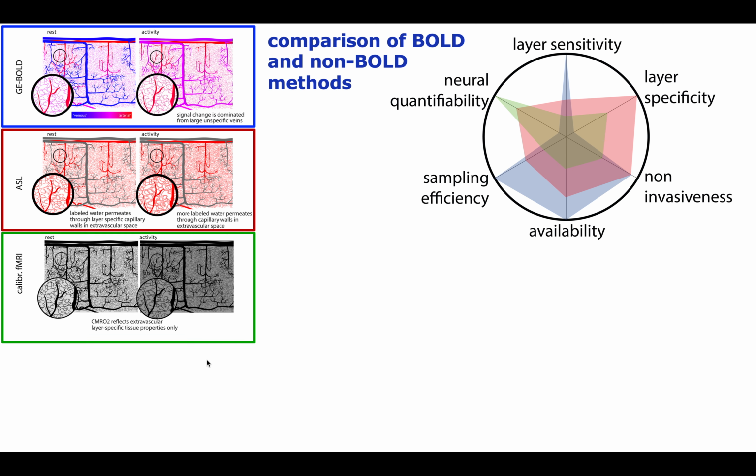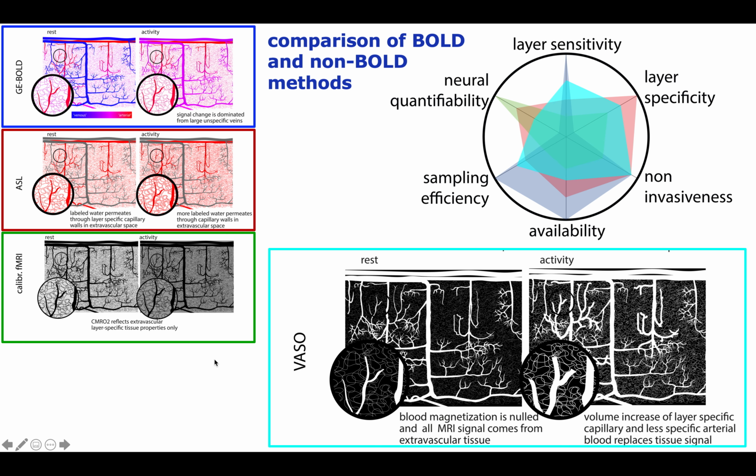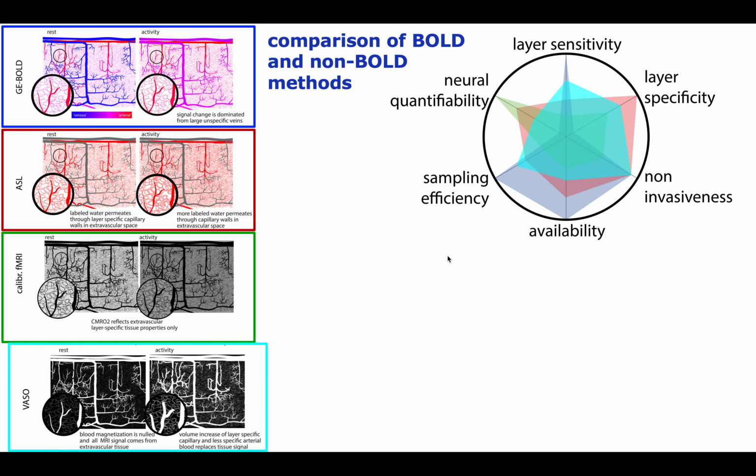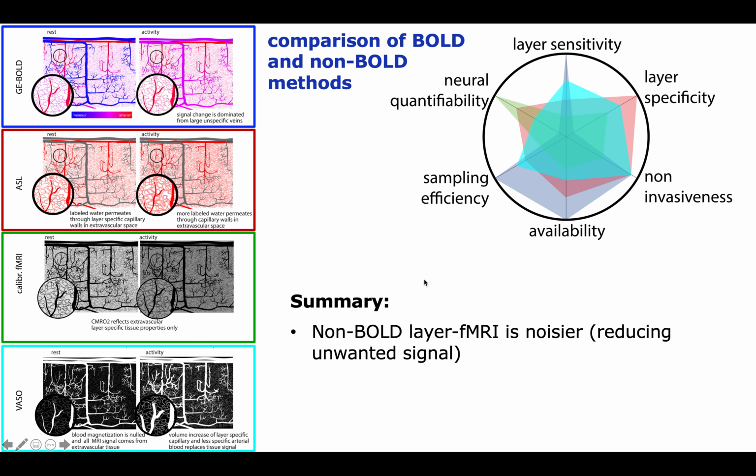Now the VASO, the blood volume measure method, which is my favorite, it's not really the best on any of those quality measures, but it's also not the worst on any of those. It gives us, I think, a good compromise for all of them. So in conclusion, I think that any non-BOLD layer-dependent fMRI method is not as sensitive as gradient echo BOLD. And now it's just a question if this is wanted or unwanted sensitivity loss, because we don't want to be sensitive to these unwanted large draining veins, right?